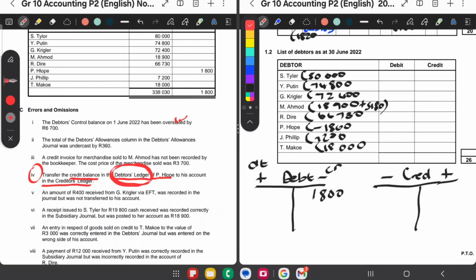So I'm going to change color to show what I'm going to do. To transfer this to this account, you must first cancel it. So I'm going to go this side and say 1,800. There it's cancelled. This and this will cancel. Then from here, I'm going to now take it to the credit ledger. So when you take it to the credit ledger, you see it's a plus here. You will take it to the plus side of the creditors ledger, which is on that side. So now I cancelled it and I wrote it where it must be. So what did I do now? There's a plus and there's a plus.